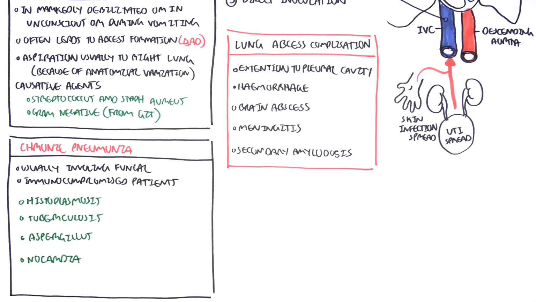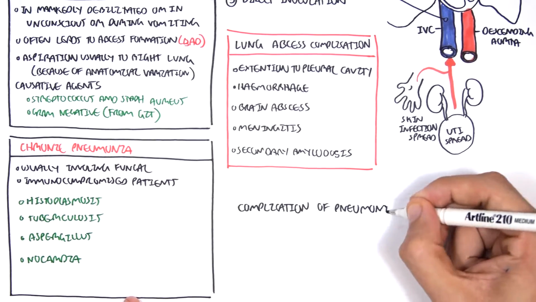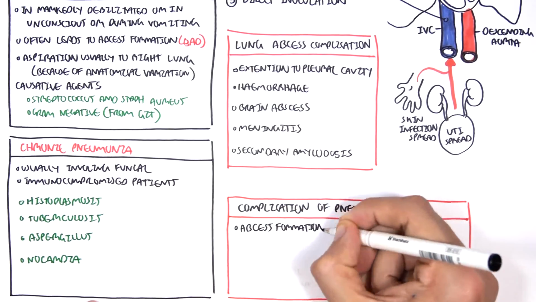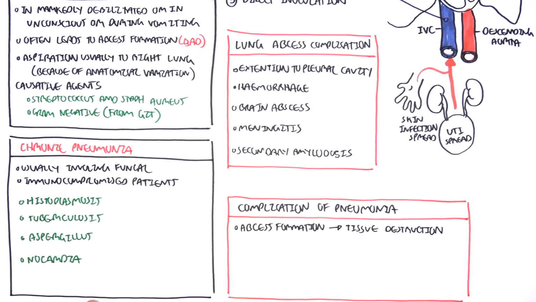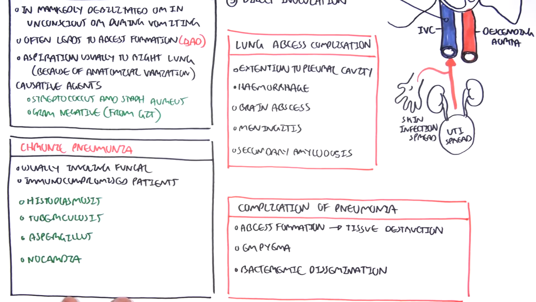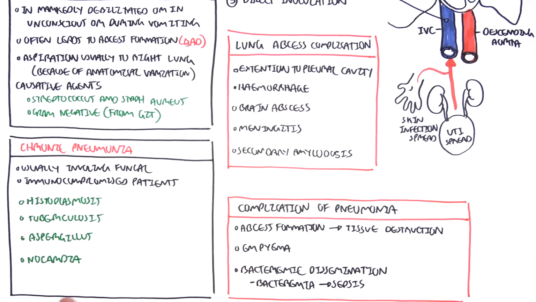And there can be complications of pneumonia. These are abscess formation, as we have just talked about, because it's dangerous. Abscess formation leads to tissue destruction, amongst many other things. Empyema, as well as bacteremic dissemination. So it can cause complications of pneumonia. It can cause essentially sepsis.